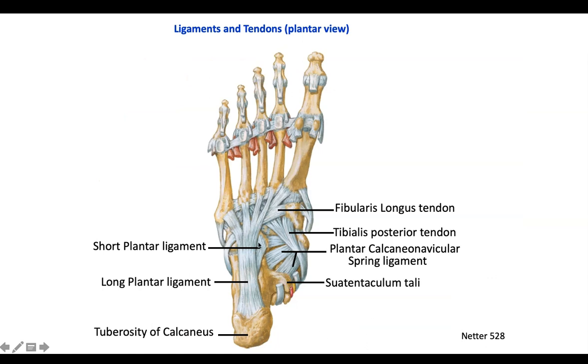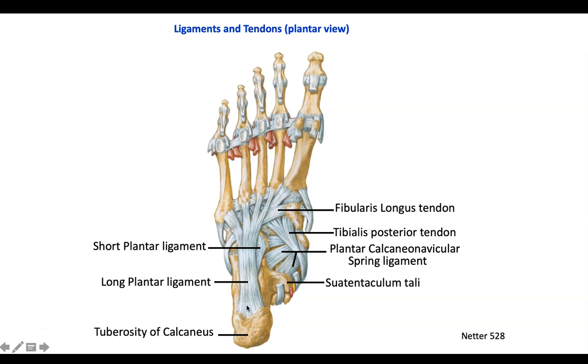There are several ligaments which bind the bones of the foot together and help in maintaining the arches of the foot. The important ligaments on the plantar surface of the bones of the foot are the long plantar ligament, the short plantar ligament, and the plantar calcaneonavicular ligament, or spring ligament.